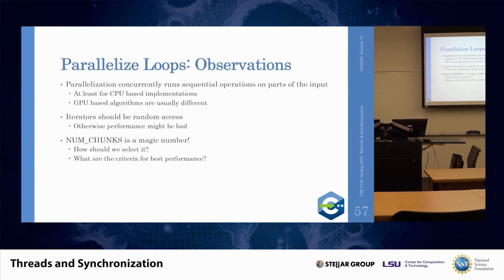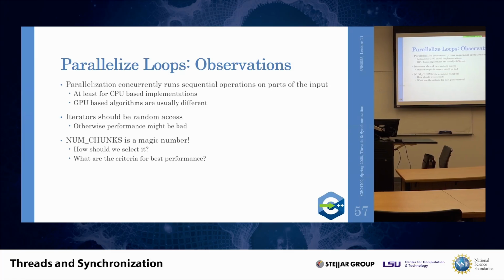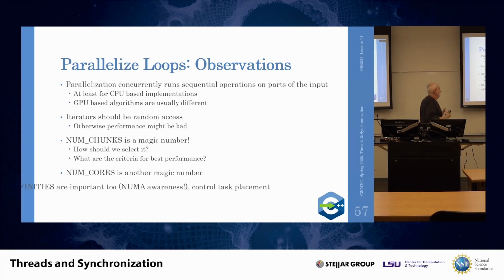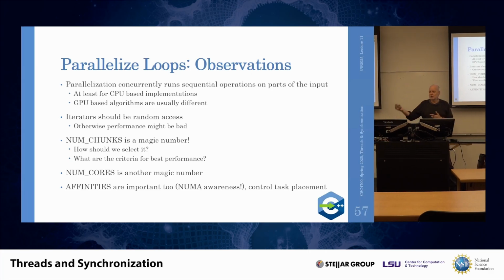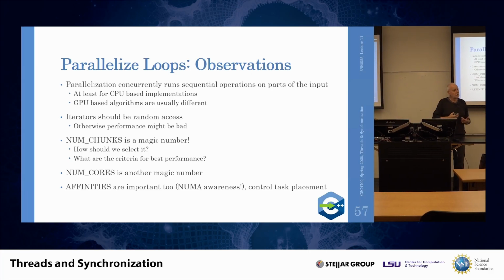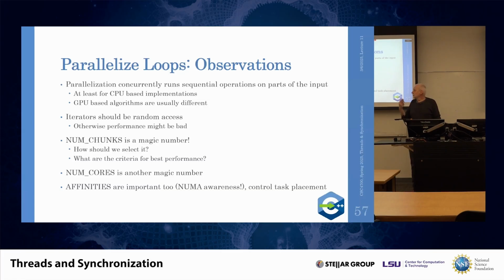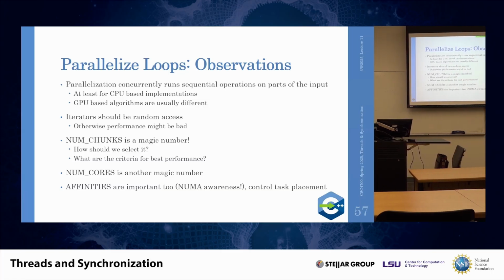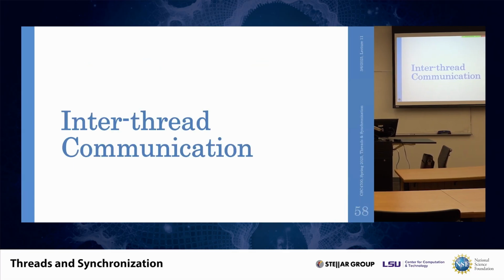The other thing is num chunks, as I said, is a magic number. Where do we get that from? How many chunks do we use? How many cores do we use? Other arguments, right? How do we define the association of tasks and cores? How do we make sure that these things run really concurrently? All these things are additional problems that are not solved in the solution I gave you, but we will solve them during this course in the future. Okay, cool.